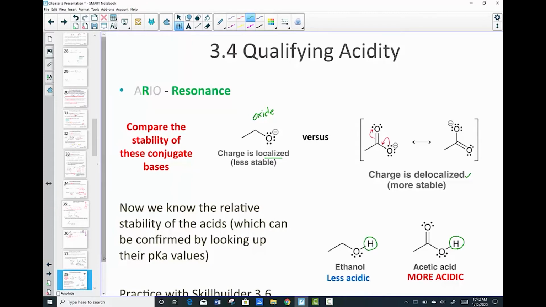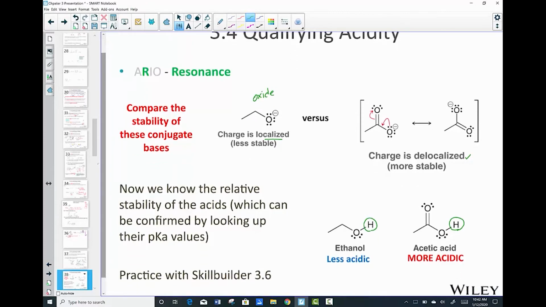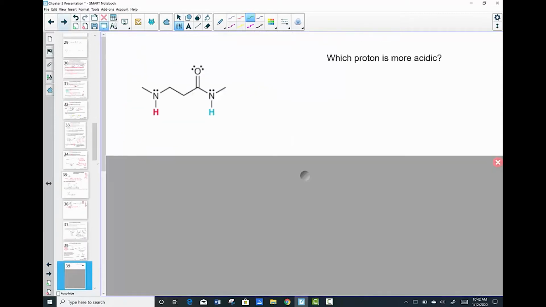So in our ARIO, we look at the atom. If we can't make a judgment by the atom, we go to the next letter, R, resonance. Do any of the electrons, the pair that's forming from the abstraction of a proton, have any ability to be stabilized by resonance? And if so, that's the more stable structure, therefore its parent acid is stronger.